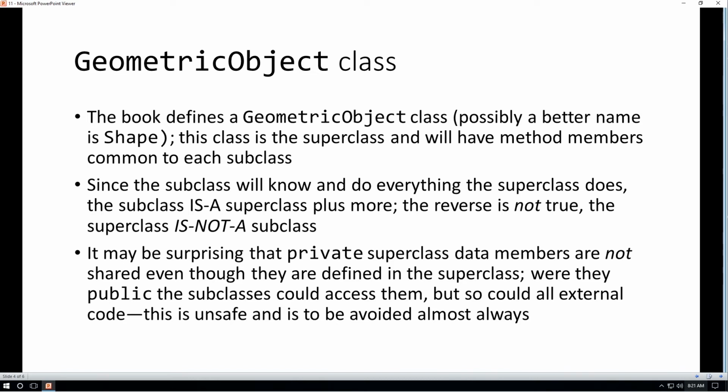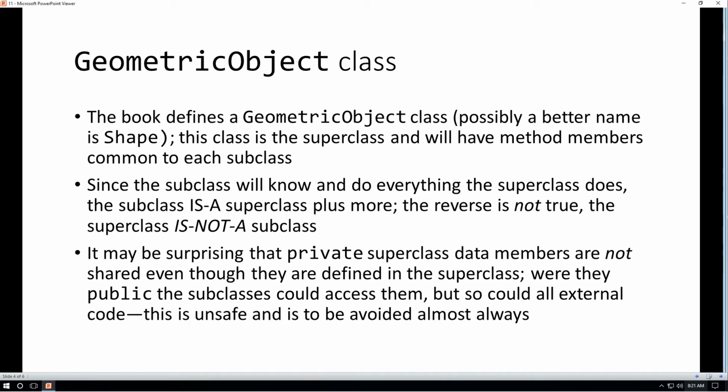The book defines a geometric object class. I like the term shape better. That's what we tend to use, and it's shorter. This is the superclass, and it will have the methods and data members common to each subclass. Since the subclass will know and do everything the superclass does, the subclass is considered the superclass plus more.